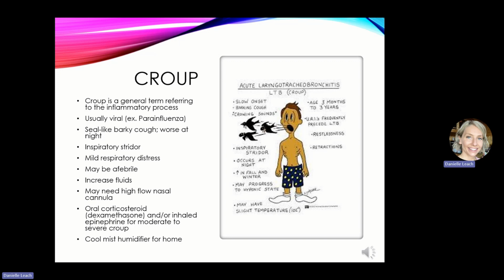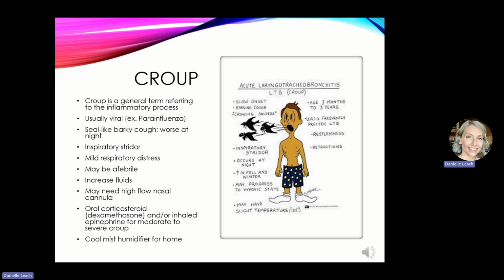Another common treatment, especially for hospitalized kids, or possibly if they're just in the ER, is giving them an oral corticosteroid, dexamethasone. And they could also get inhaled epinephrine, which is also called racemic epi. This is if it's moderate to severe. The racemic epi relaxes the bronchial smooth muscles and bronchodilates. So basically they can get more air in.